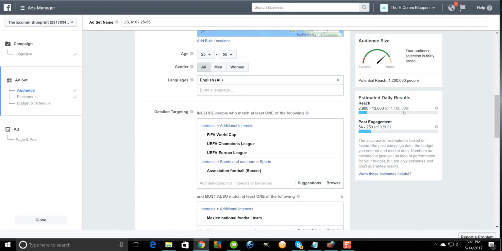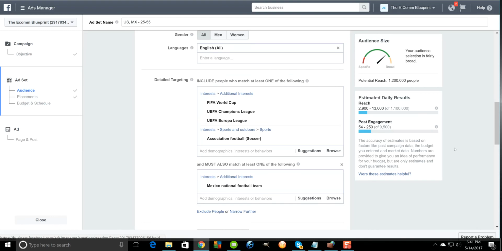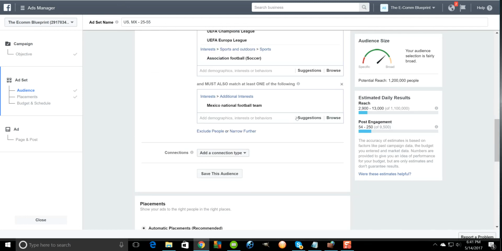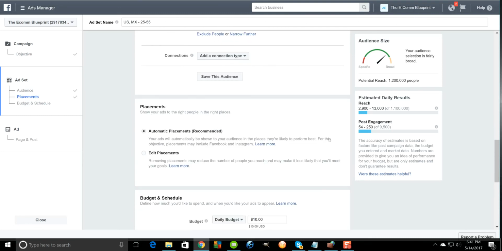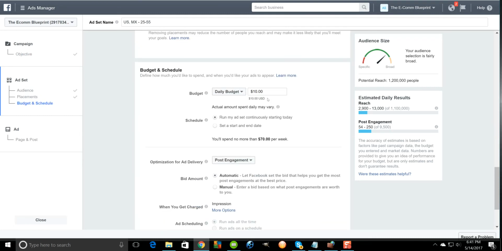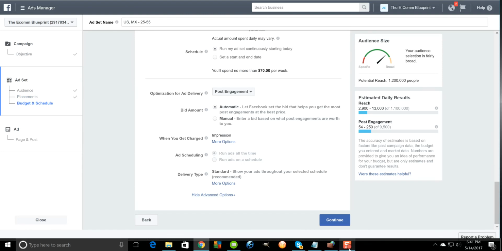And this is how many people we're going to be reaching and how many post engagements we're going to expect. Obviously, the more money you spend, the more reach you're going to get. This is the potential reach, but you would probably have to spend $500 to $1,000 to get even close to that. So that's why we're going to test with the $10 and see what kind of engagement we get for that $10. Okay, so once that's all done, we're going to go ahead and click continue.